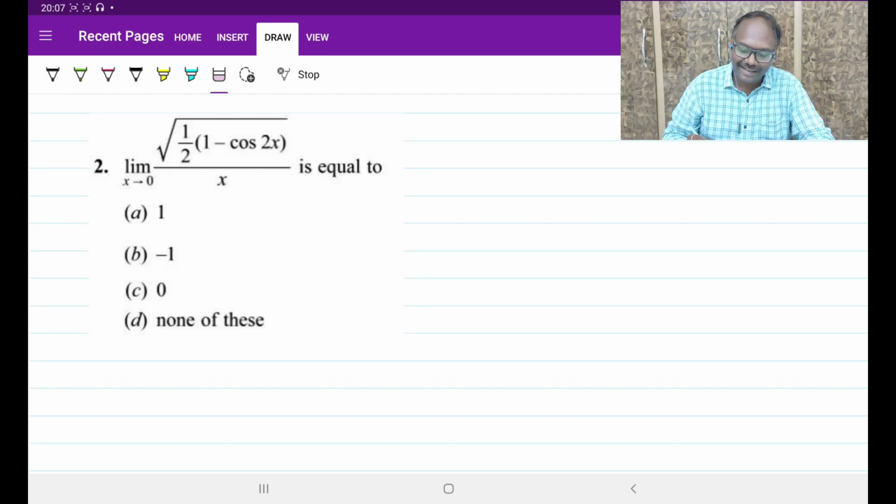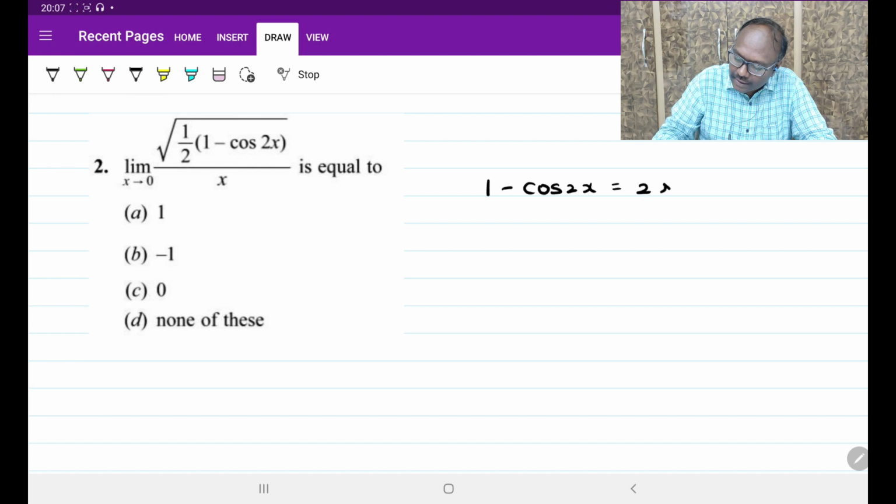Now let us solve another problem. Limit x tends to 0 root over half into 1 minus cos 2x whole divided by x, and we are given the options. Option A is 1, B minus 1, option C 0, and D none of these. So let us make use of the identity of 1 minus cos 2x. So 1 minus cos 2x is equal to 2 sin squared x.